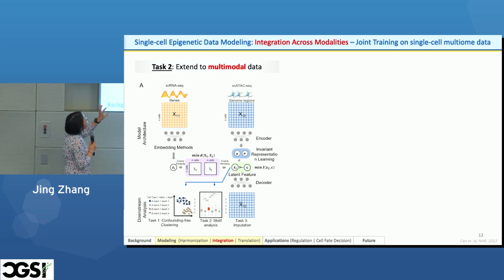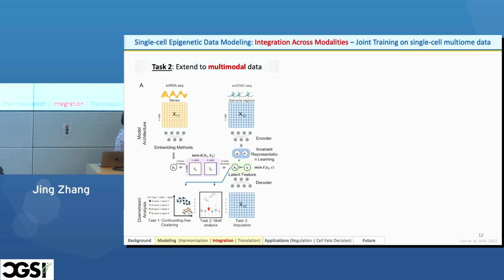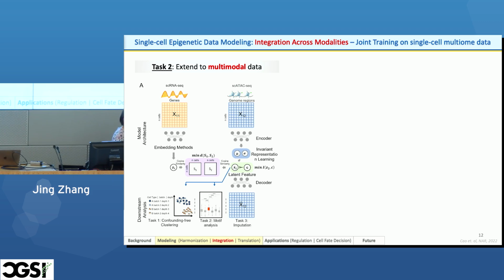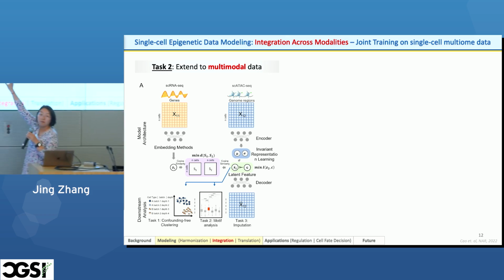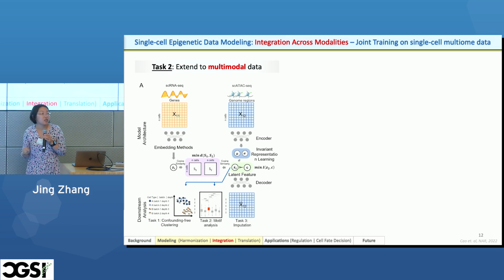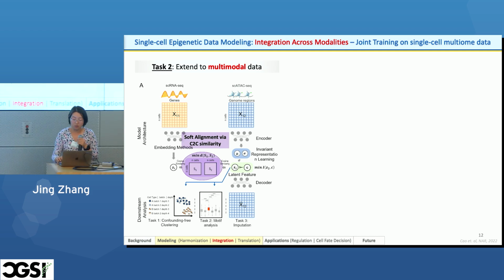But we don't require the cell representation from RNA and ATAC to be exactly the same, because there is a chance that they are not synchronized. Instead of forcing them to have the same representation, we train batch by batch. For each batch, we try to keep the same cell-to-cell similarity from these two modalities. In other words, we are using a soft alignment for these modalities.